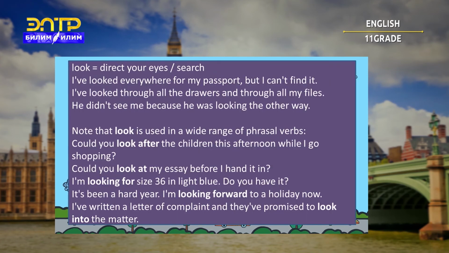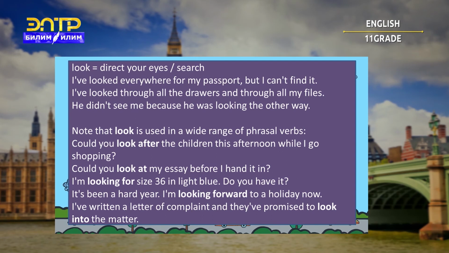Look means direct your eyes to search. For example, I've looked everywhere for my passport, but I can't find it. I've looked through all the drawers and through all my files. He didn't see me because he was looking the other way. Note that look is used in a wide range of phrasal verbs. For example, could you look after the children this afternoon while I go shopping? Could you look at my essay before I hand it in?